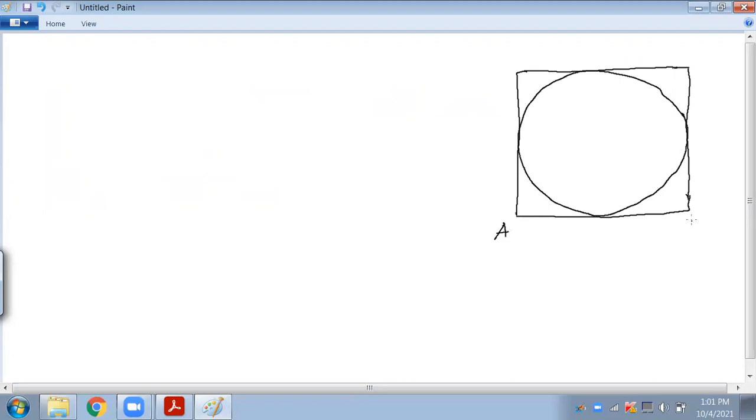Say ABCD is a quadrilateral. Say O is the center of the circle. And the quadrilateral is circumscribing the circle. That means four sides of the quadrilateral will touch the circle at four different points. So side AB is touching the circle at say P, and BC at say Q, CD say at R, and AD at S.